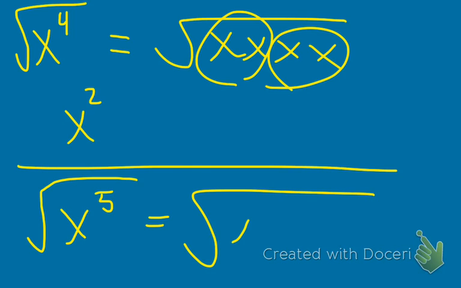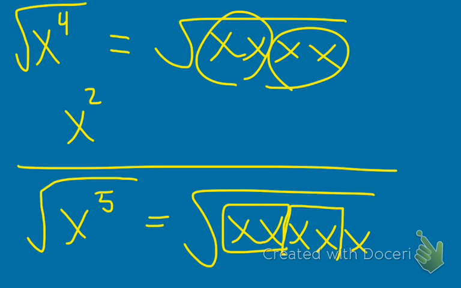Let's go x and x and x and x and x. Do we have any doubles? Yeah, right here. And we have this. What do I do with that extra one? You leave it underneath there. So we'll have x squared, but we'll have one left inside. Does that make sense?